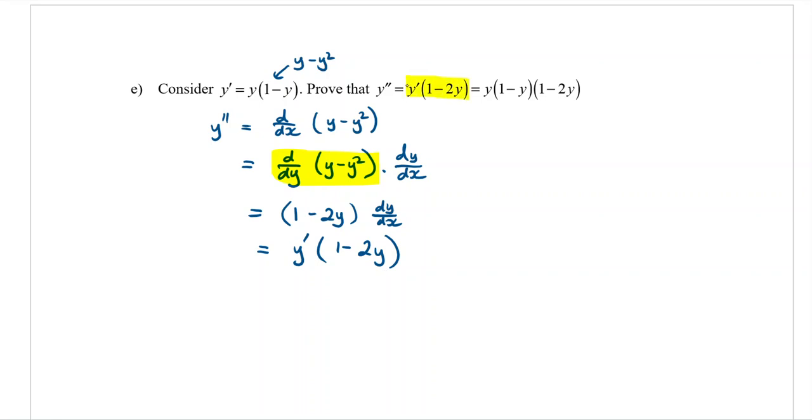Then to get to the next one, correct, Ben, good job. To get to the last part of that line, I then need to sub in what y dash is equal to. Y dash is equal to y bracket 1 minus y. So if I sub that in, the y dash is replaced with y bracket 1 minus y, and then I have the 1 minus 2y that is sitting after it, and I have my third part of that.